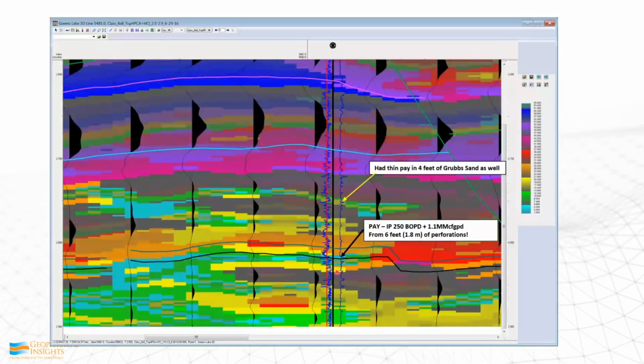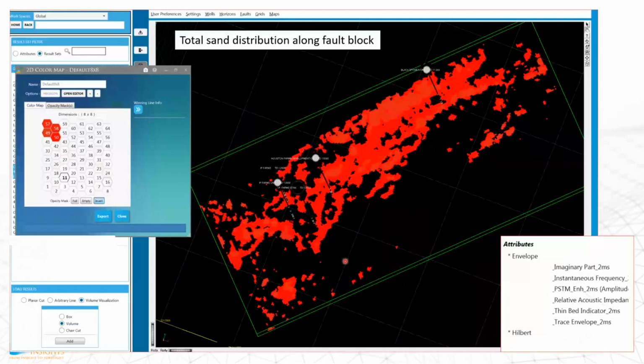And indeed, we found 6 feet of pay right here in the Alabel sand, which is a middle Frio sand. And we had 4 feet of pay in a grub, another little offshore bar in the grub sand above it. So here's the bar development right here. And that well came on for 250 barrels of oil a day and 1.1 million cubic feet of gas.